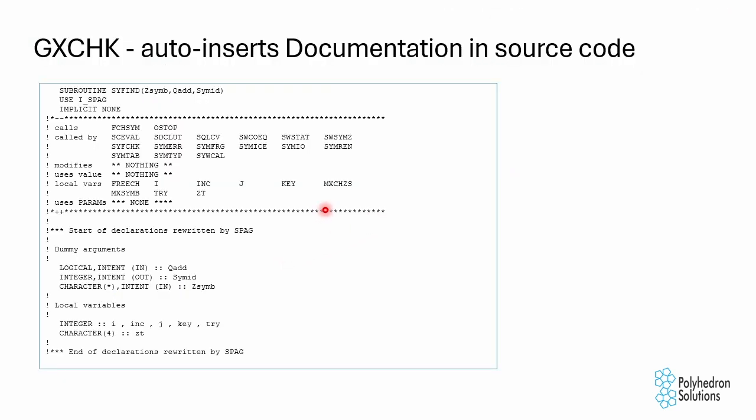In addition to those reports, gxchuck can insert documentation back into your original source code. So in this case here, we've got a subroutine, and we've inserted a summary of the external interfaces to that subroutine actually inside the source code.